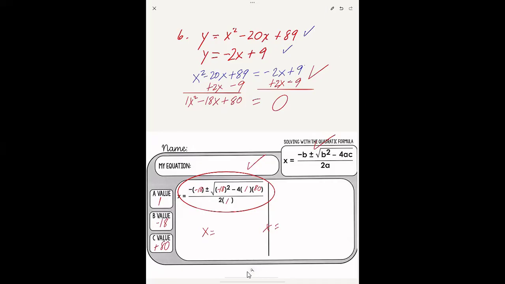All right. I'm going to stop and pause here, but I am going to do some examples showing you how to use the quadratic formula. This was just to show you how to find the A, B, and C. Hope this has been helpful.